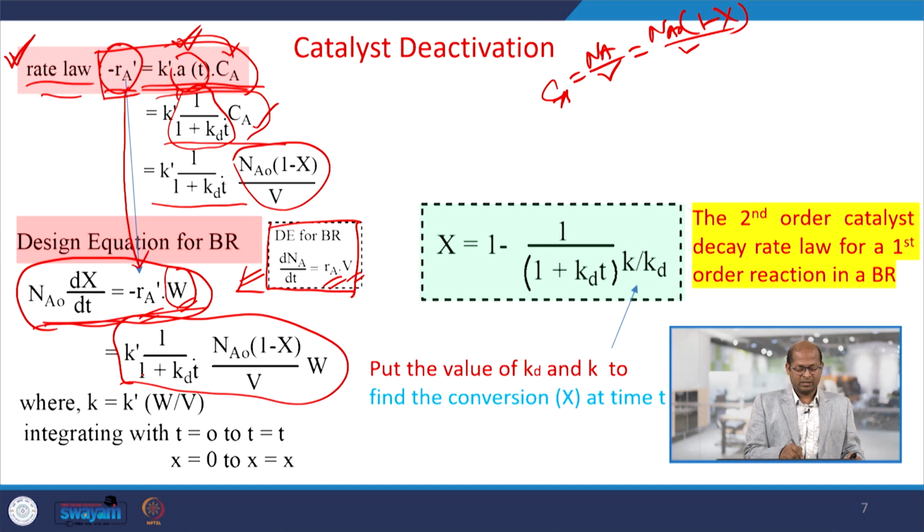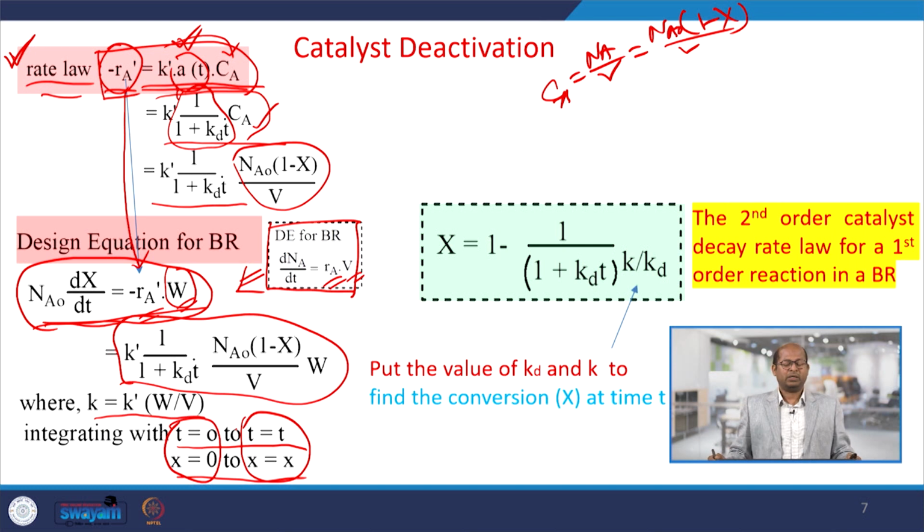Then we are rearranging, taking k equals k prime into W by V, and then integrating with respect to t. When t equals 0, x equals 0, and when t equals t, x equals x. With these boundary conditions, after rearranging, we have dx by dt. The x limit is 0 to x, and the t limit is 0 to t. If we integrate these equations with those boundary conditions, then finally we get this.